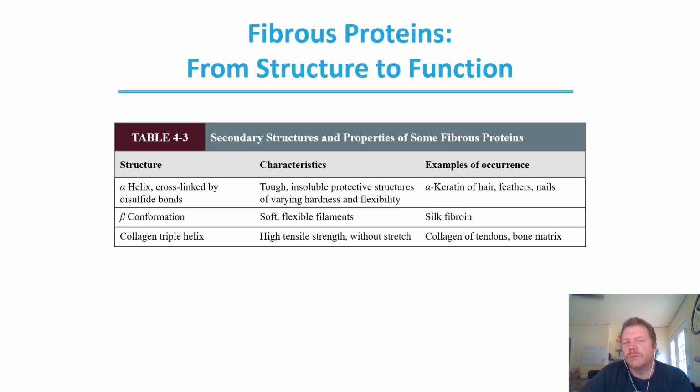Now, fibrous proteins, from structure to function. An alpha helix is cross-linked by disulfide bonds. These are very tough and rigid, and they are found commonly in keratin of hair, feathers, and nails. The beta conformation of a fibrous protein is going to be soft and a little bit more flexible, and that's going to be found in something like a silk fibroin or a collagen triple helix. That's found in collagen tendons. These are very strong proteins that are not going to stretch very well at all.